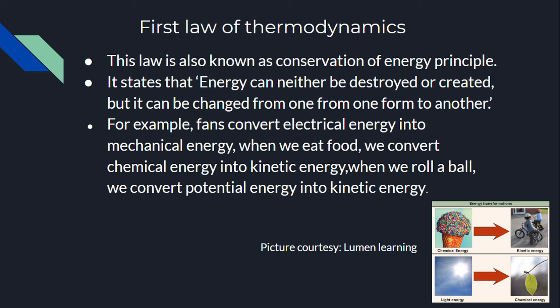When we eat food, we convert chemical energy into kinetic energy. Food has chemical energy, and when it goes into our stomach and our body utilizes it, it converts it into kinetic energy. First of all, it converts into kinetic energy, and it's used by the cells in our body.